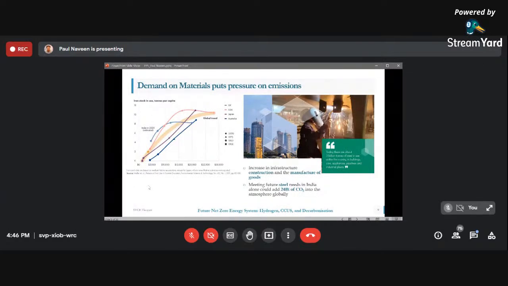will increase again. So this increase in infrastructure and construction of manufactured goods in cities, we can see ever-growing cities like Bangalore, Hyderabad, Delhi, where lots of construction work is going on. We are using a lot of steel in our day-to-day lives. And meeting these steel needs in India alone could add 24 billion tons of carbon dioxide into the atmosphere. See the intensity of how much carbon dioxide we're releasing into the atmosphere because of our usage in our day-to-day life activities.